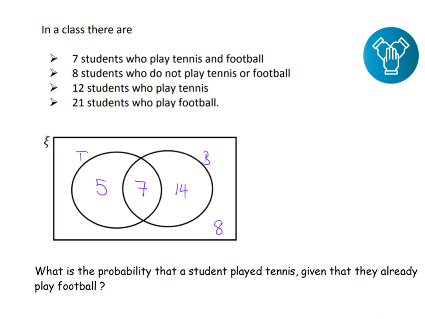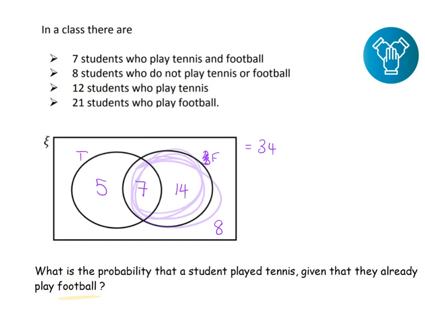So in total then, we don't need to, but we can do 21, 29, 34. So then we're going to read the question. It says, what is the probability of a student playing tennis given that they already played football? Oh, I've put a B, I should have put an F. So we're going to look at the football section.